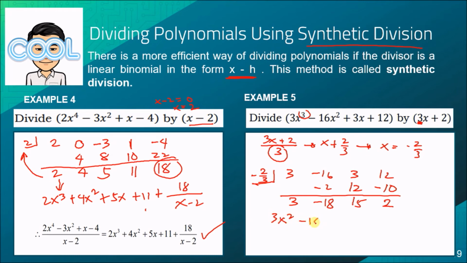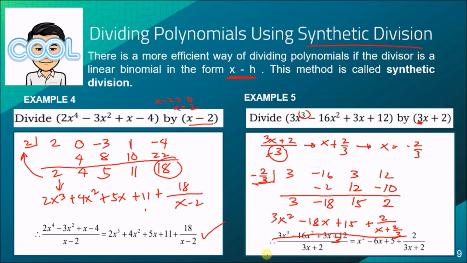3x squared minus 18x plus 15. Okay? And then, meron tayong remainder. Susulat natin yun, 2 over x plus 2/3. Which is not the final answer yet because ibabalik na natin to. Babalik na natin yan. Kaya ang gagawin natin dyan is i-divide natin lahat sila ng 3.